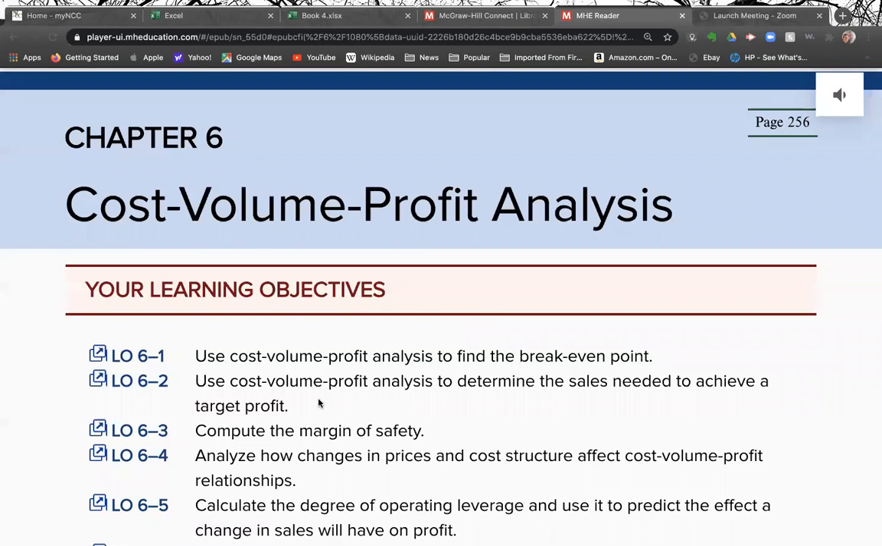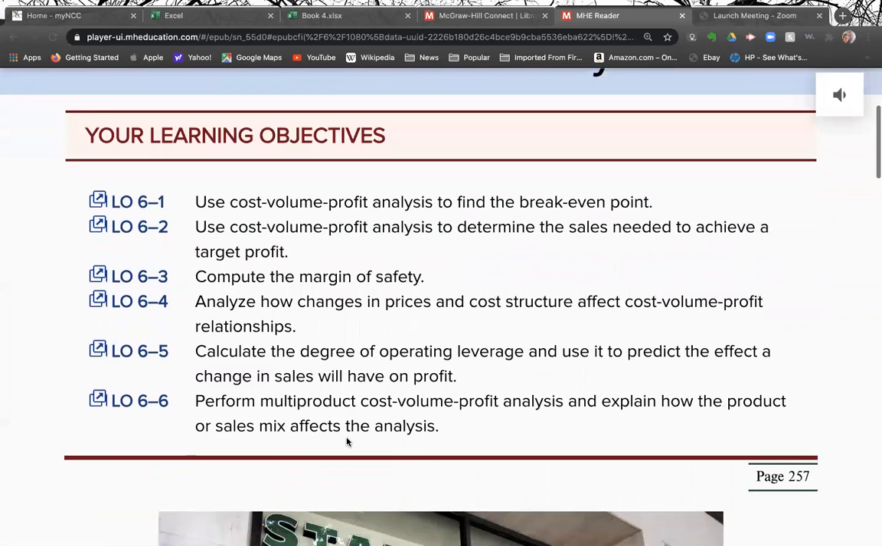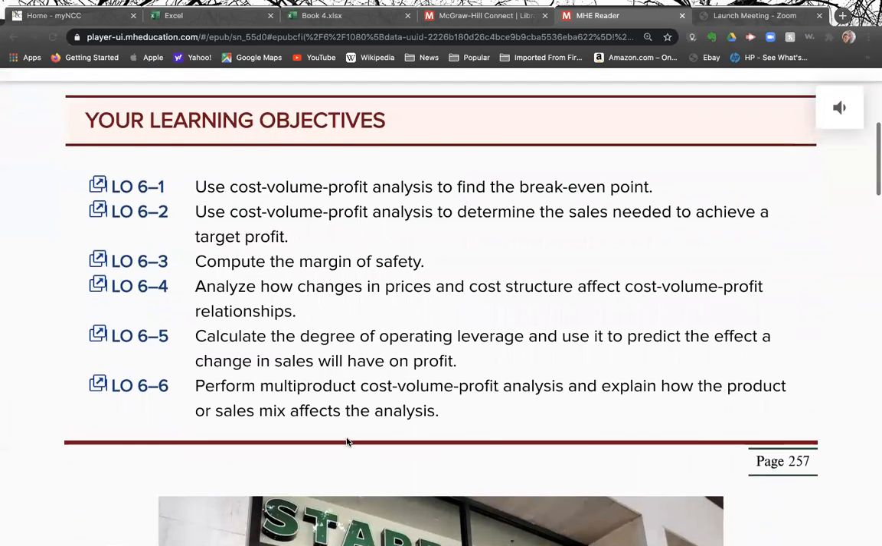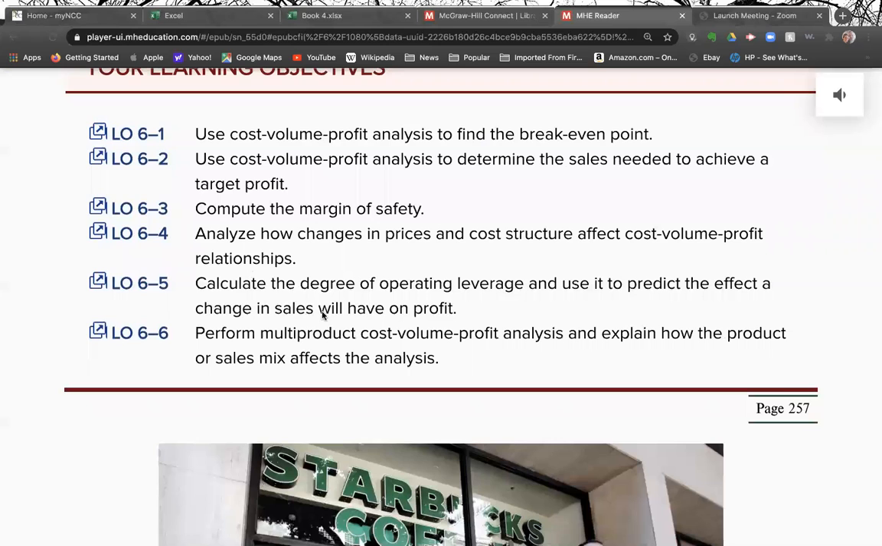What about a target profit? What if you were to say, well, gee, I don't want to just break even. I want to make $100,000, right? What would I have to do to make $100,000? And a margin of safety is somewhere in between, right? So we'll look at that, and other things flow from that. I don't know to what degree we're going to get into these other topics. I don't think we do number 5 at all. We don't do number 6 at all.